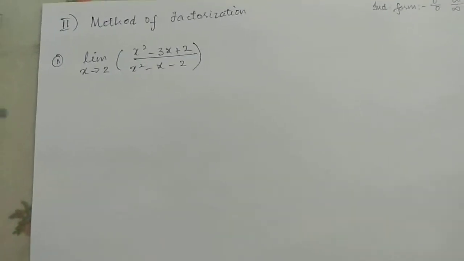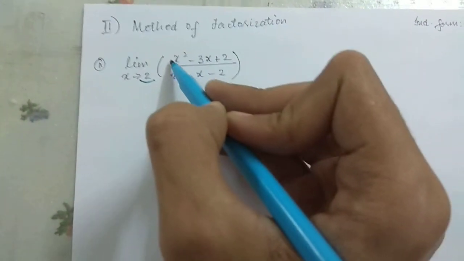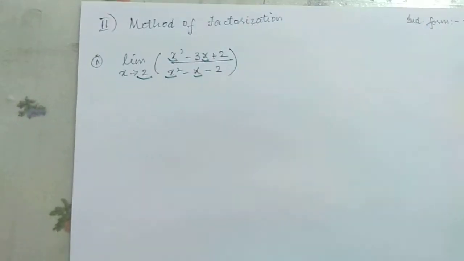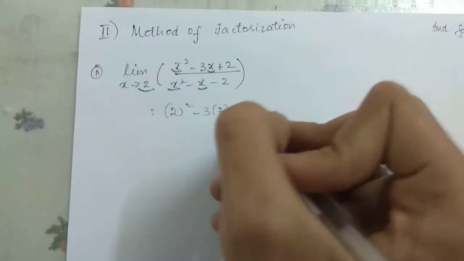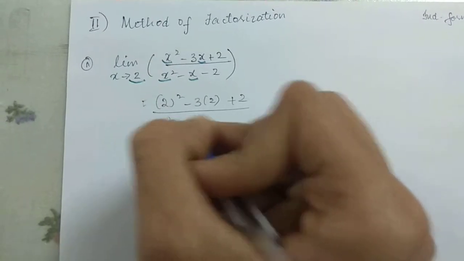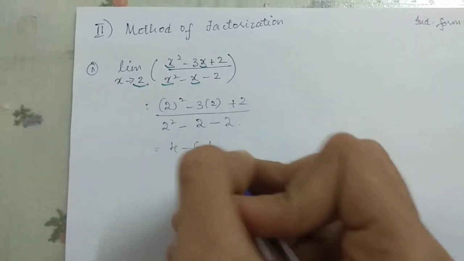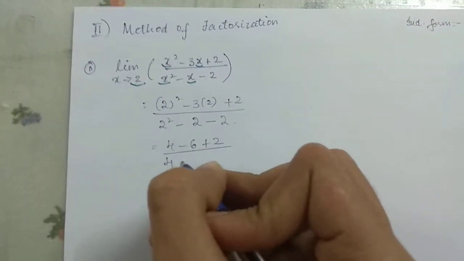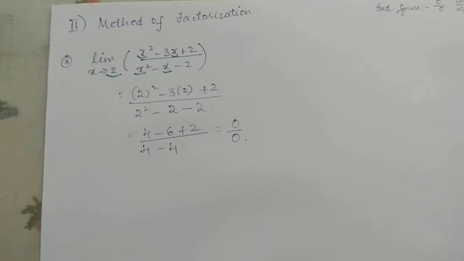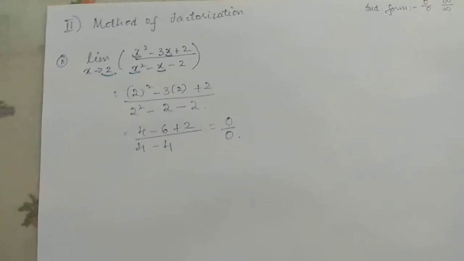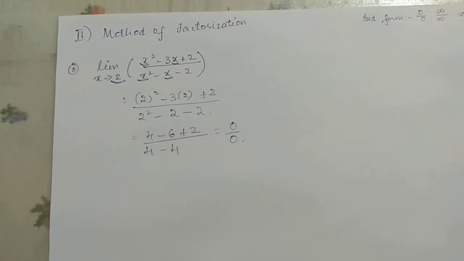So here, x is tending to 2. So wherever we have x, we substitute it with 2, which will be equal to 2 square minus 3 into 2 plus 2 divided by 2 square minus 2 minus 2. Here we have 4 minus 6 plus 2 divided by 4 minus 4, which is 0 divided by 0. Now 0 divided by 0 is indeterminate. So whenever you get your answer in indeterminate, it means you cannot solve it using this direct substitution. You have to move on to a different method.